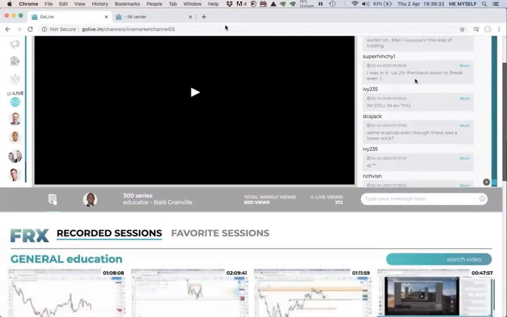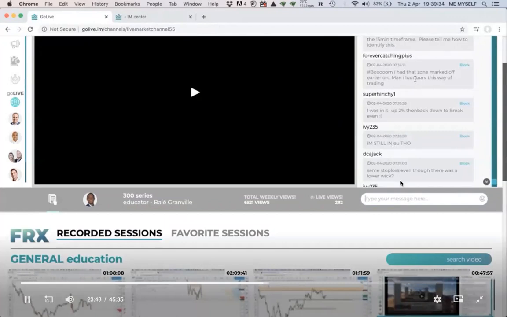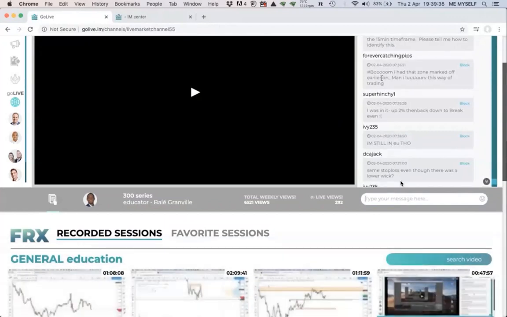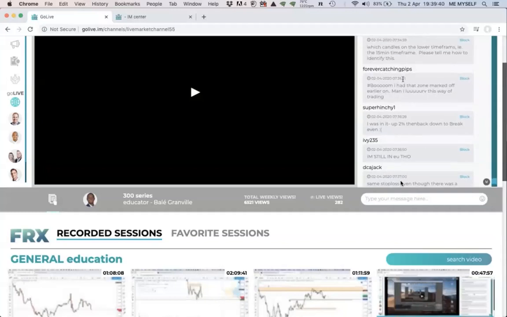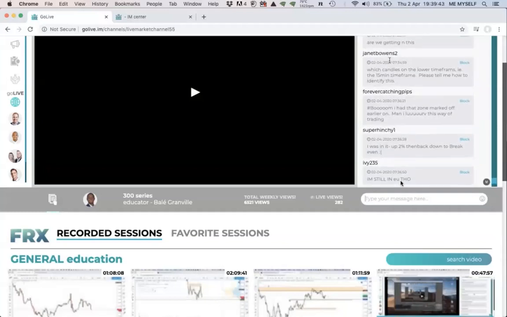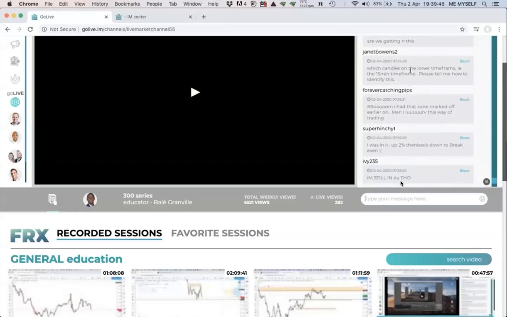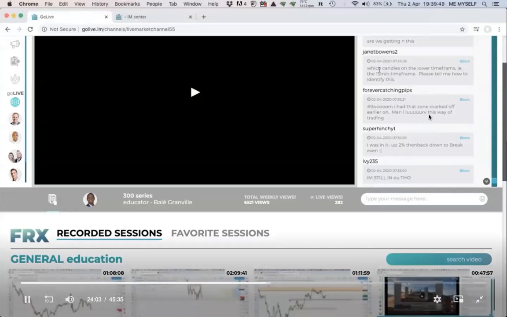All right, if it pulls back to break even and it stops you out, we just look for another entry to get back in. Wait for it to pull back to that zone that I marked off there, and then we get back in.